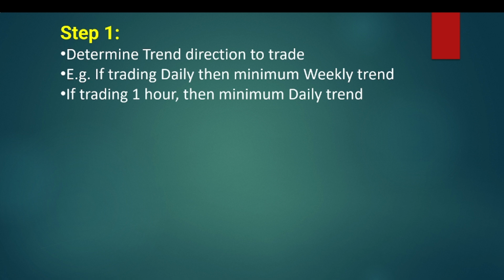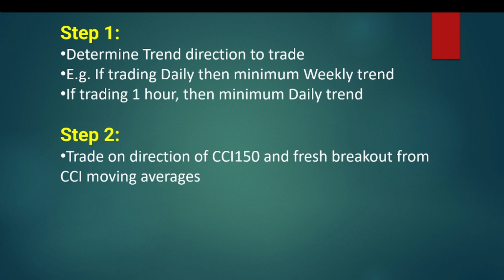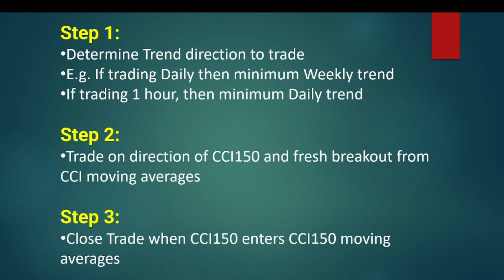There's a three-step process to trading. Step one, we need to determine the higher time frame to trade. For example, if you're trading on the daily time frame, you need to trade in the direction of the weekly trend, or if you're trading on the intraday, like the 1 hour or the 2 hour, you should trade on the daily trend. Step two, when CCI 150 does a fresh breakout from the moving averages, take a position, long or short. Step three, you close out the position when that CCI 150 enters back into the moving averages.